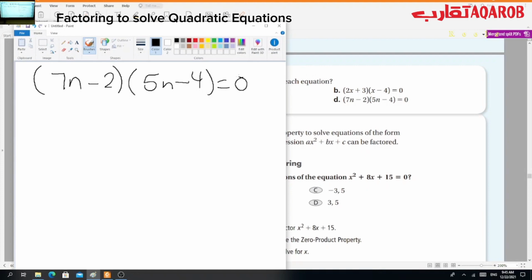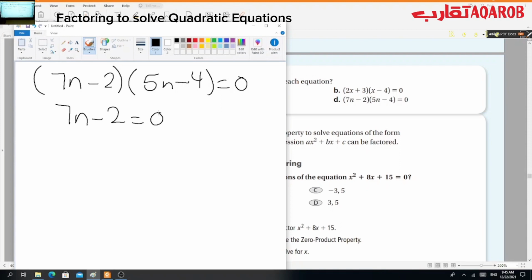The zero product property tells you that if I have two factors, these two binomials, and the product of them equals 0, then I have two options for that: either 7n minus 2 equals 0, or 5n minus 4 equals 0.